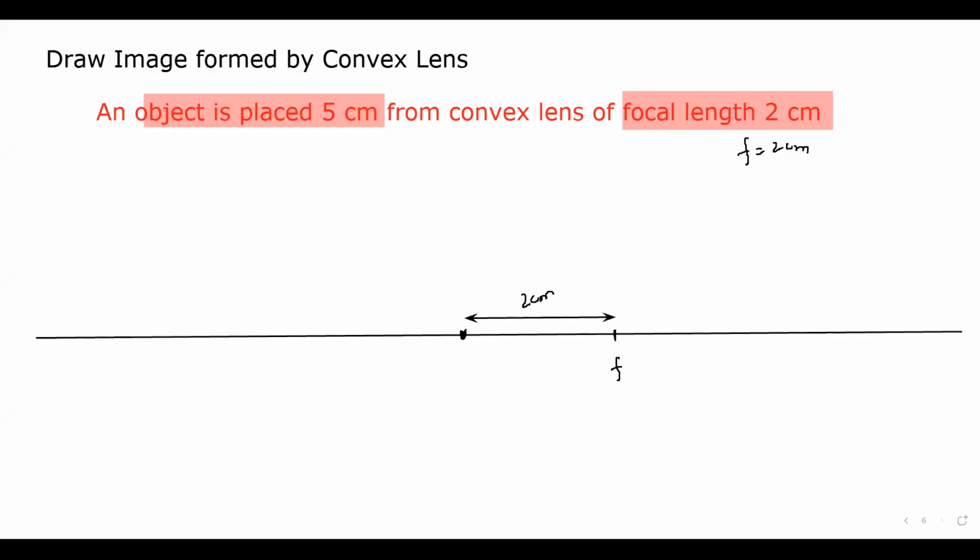Then measure further, because double of 2 centimeter is 4 centimeter. So measure 4 centimeter length and mark a point at 4 centimeter, that is 2F. Because if F is 2 centimeter, 2F will be 4 centimeter. So measure 4 centimeter from the position where you marked the lens, and that is known as 2F, or double of focus.